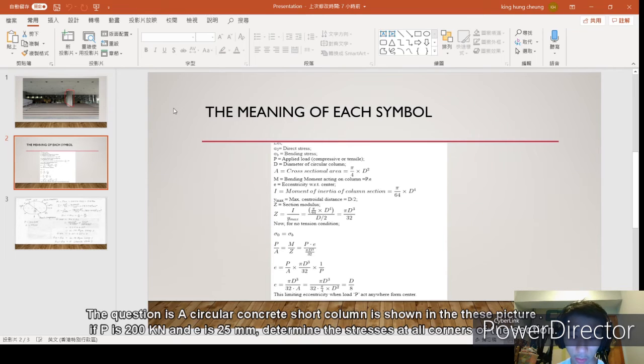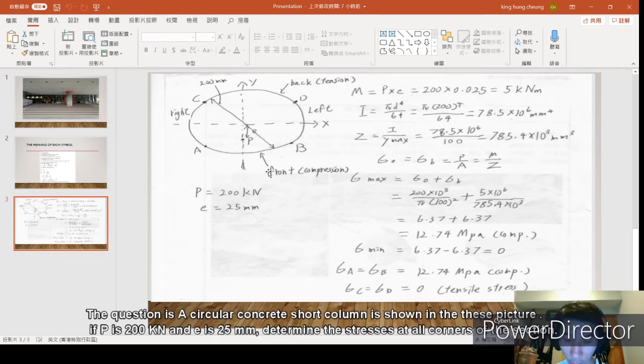The question is, a circular concrete short column is shown in this picture. If P is 200 kN and E is 25 mm, determine the stresses at all corners of the section.